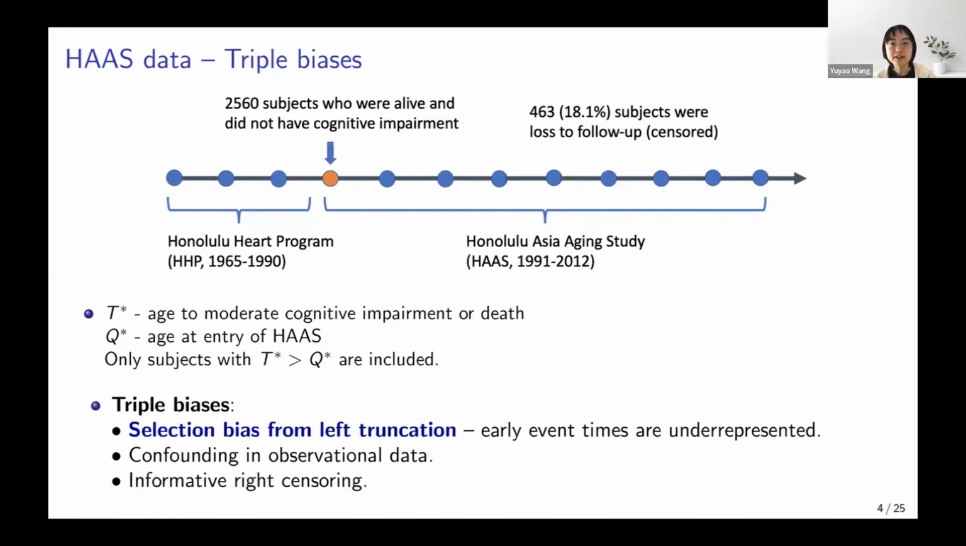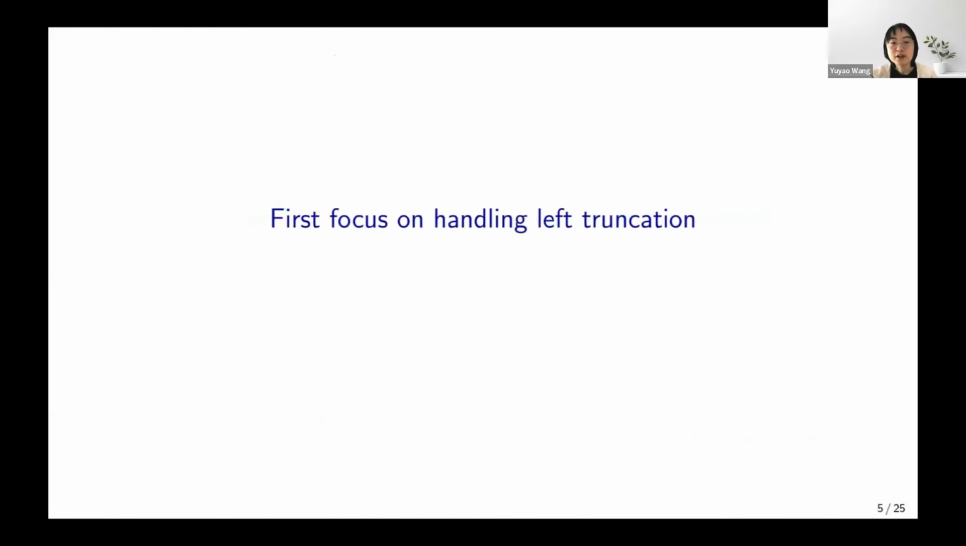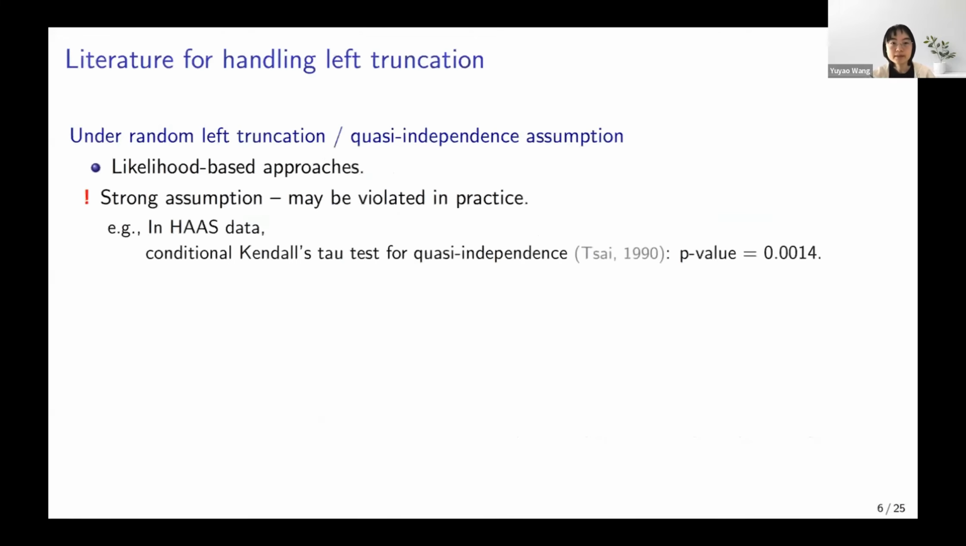Compared with the confounding bias and also the bias from informative right censoring, which have been relatively well studied in the literature, selection bias from left truncation tends to be overlooked. And that's where our work comes in, trying to bridge the gap and develop more robust and efficient approaches for handling this selection bias. So to start with, let me first focus on handling left truncation alone, and later on, I'll move on to how to generalize the framework for handling the triple biases.